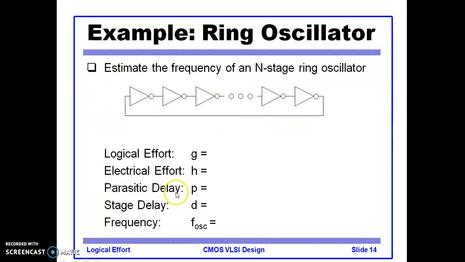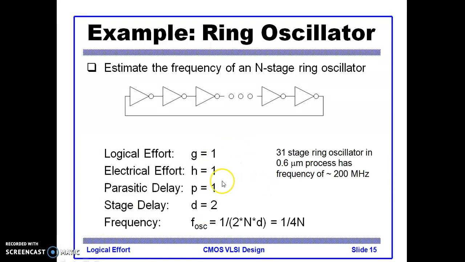We can certainly estimate the oscillating frequency of this N-stage ring oscillator. Now we know it's all made out of inverters. The logical effort of an inverter, given by C in of the inverter divided by C in of the inverter, G, happens to be 1. H is also 1 because H is nothing but C out by C in, and on the input and output side you have the same capacitance. Parasitic delay for an inverter is also 1. So the stage delay, which is G into H plus P, happens to be 2.